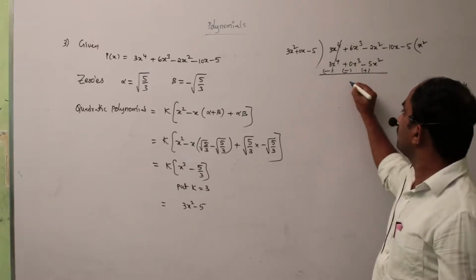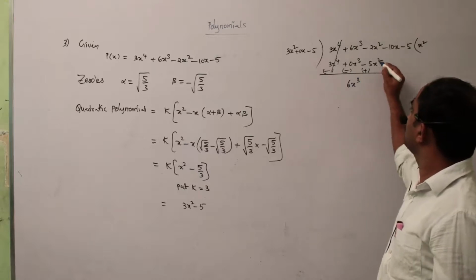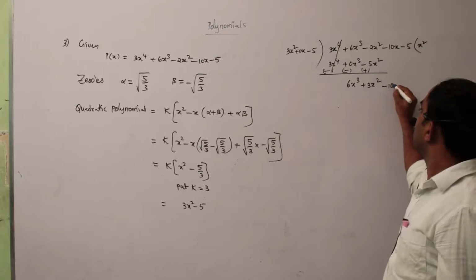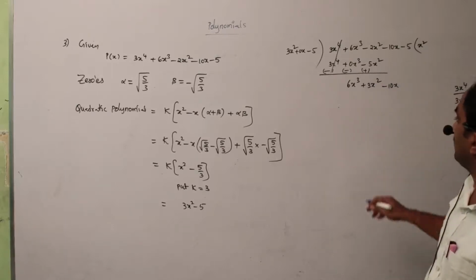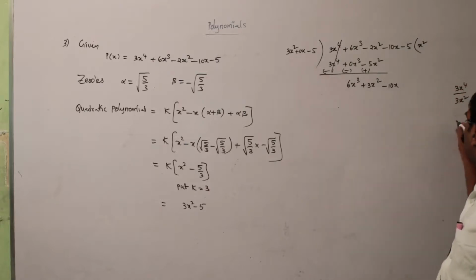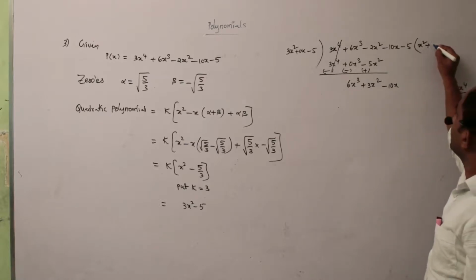Minus, plus, these two are cancelled. What we get? 6x cube plus 3x square minus 10x. So same, 6x cube by 3x square. 3 1s are 3, 3 2s are 6. Then we are getting the term plus 2x.